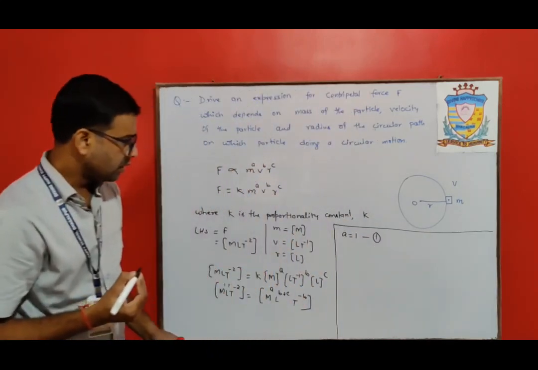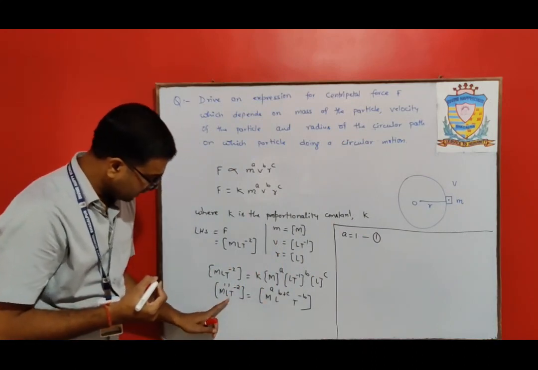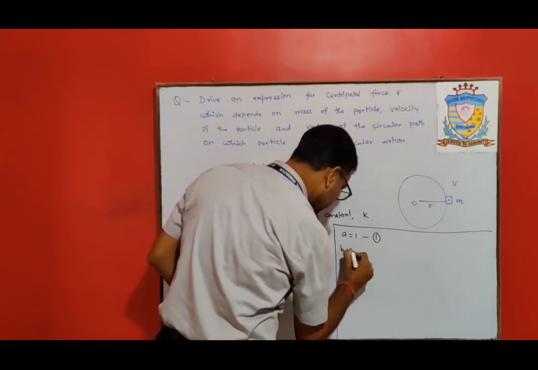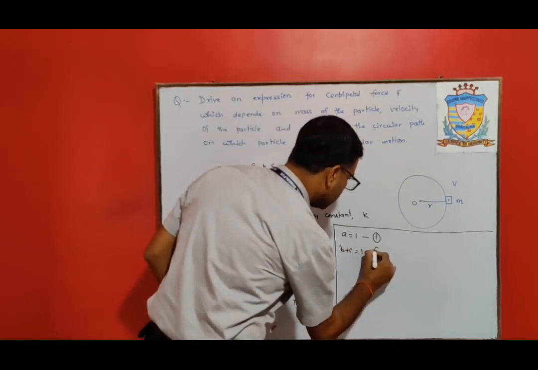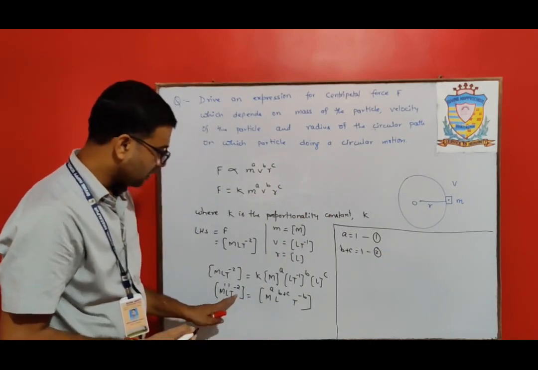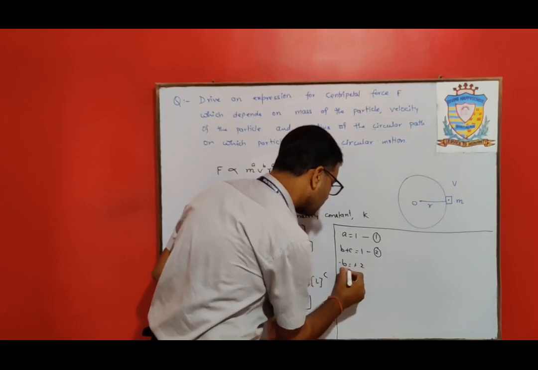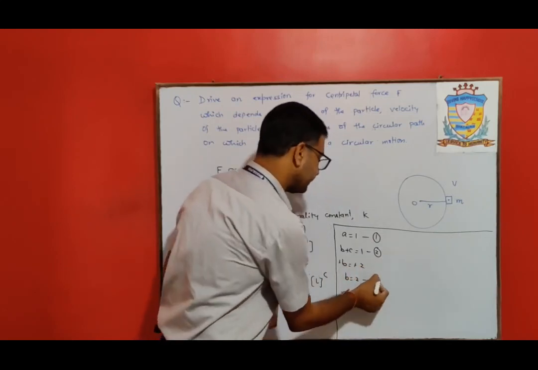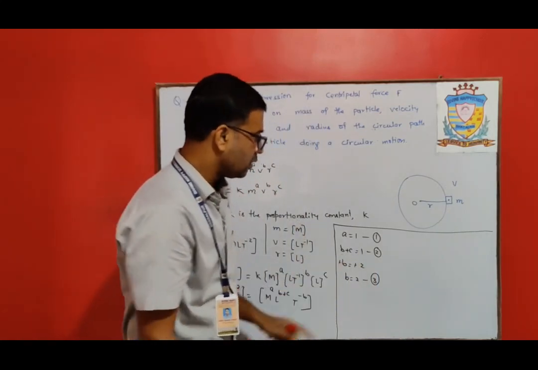Clear? Take it as equation 1. L to the power b plus c, and here L to the power 1, so b plus c equals 1. Clear? Let this be equation number 2. And T to the power minus b, T to the power minus 2, so minus b equals minus 2, the minus cancels out, b equals 2. Take it as equation 3. Clear? Now put the value of b in equation 2.